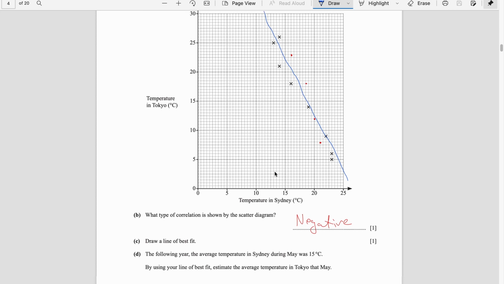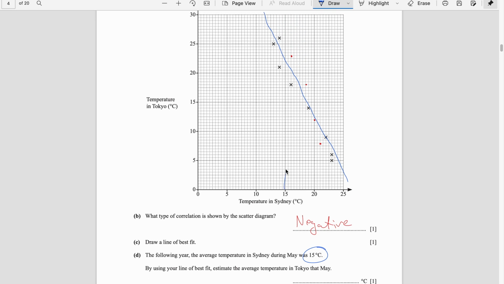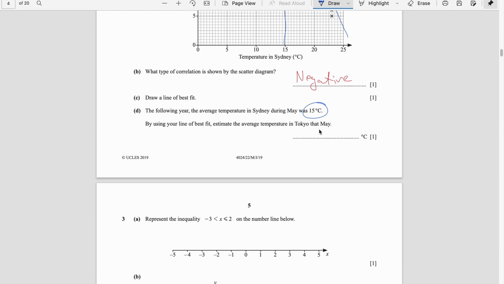The following year, the average temperature in Sydney during May was 15 degrees Celsius. By using your line of best fit, estimate the average temperature in Tokyo. So in Sydney, if it is 15, we use our line and read whatever temperature comes out. So this is 22 in my case.